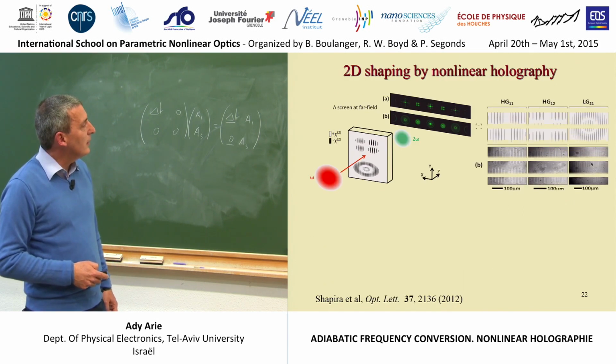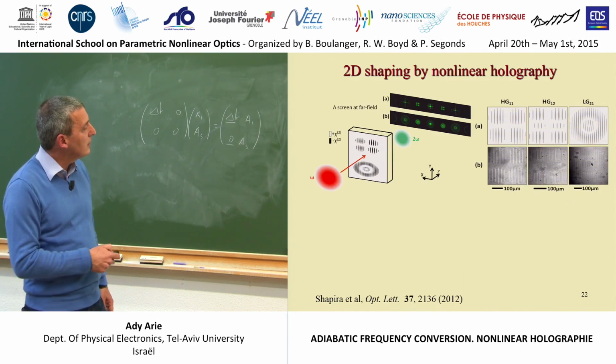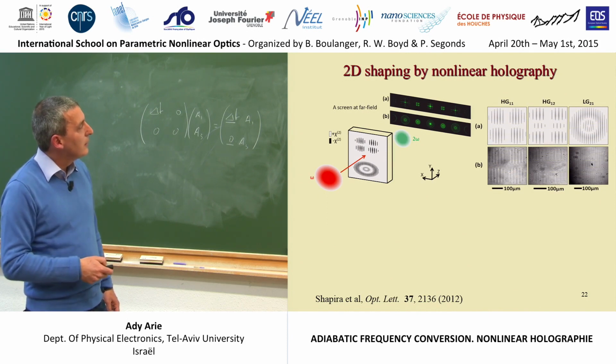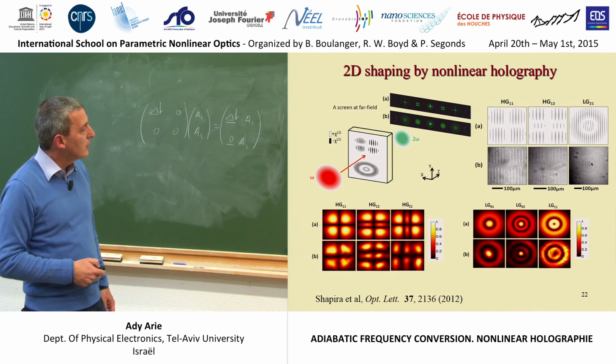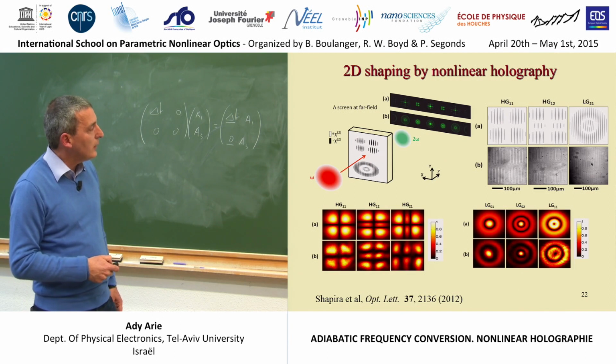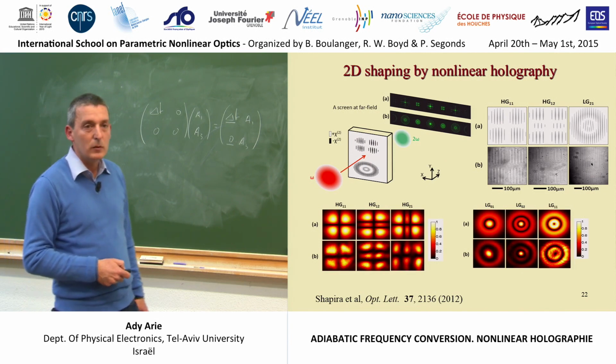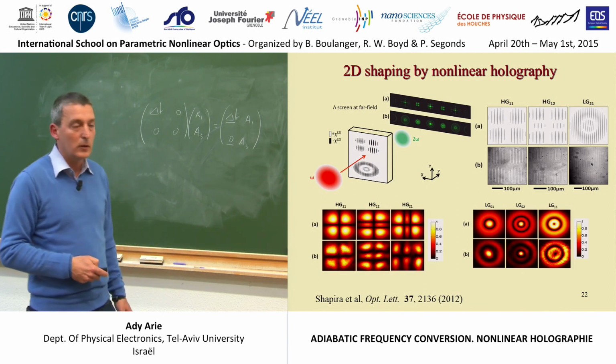So this is the way the crystal looks like. These are some beams that we generate. So for example, now this is a 2-dimensional structure. So these are Hermite-Gauss beams, and these are Laguerre-Gauss beams, OK? Generated at the second harmonic.